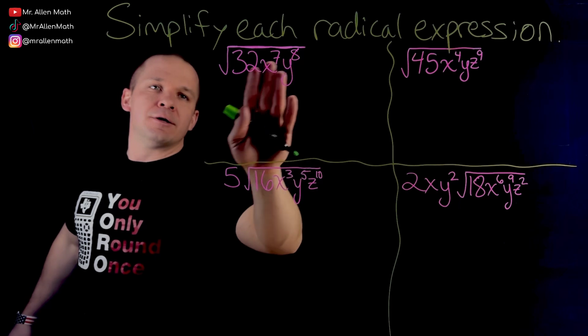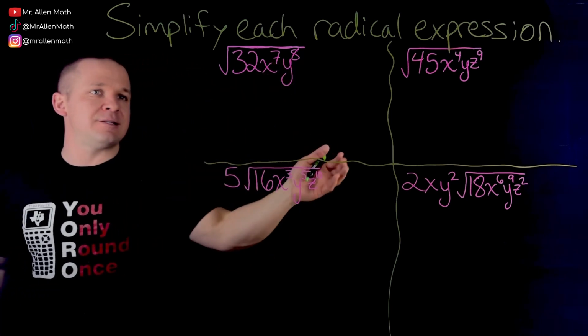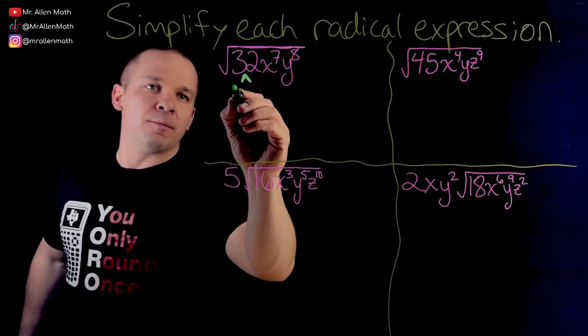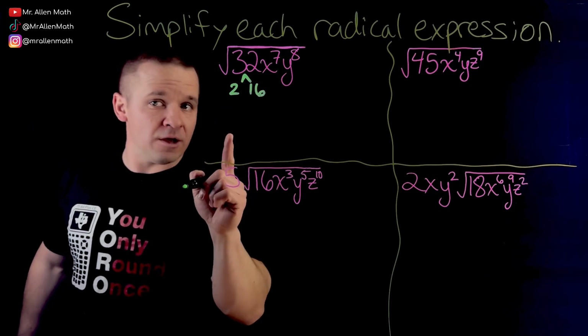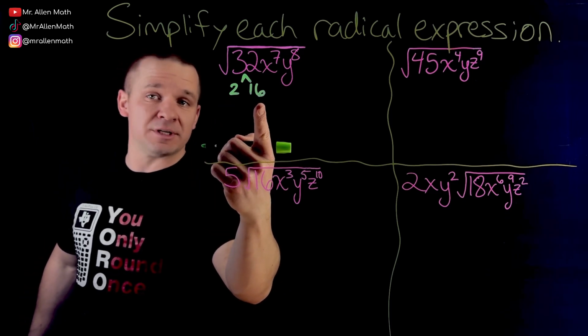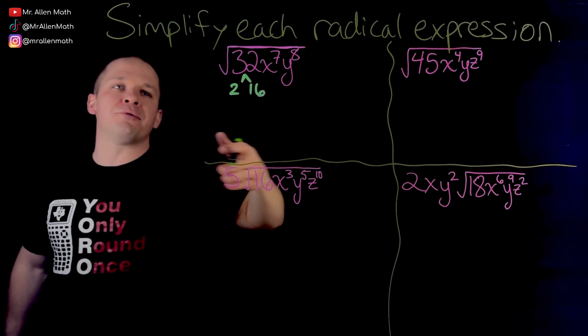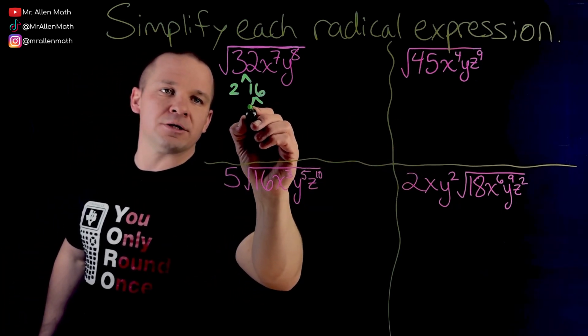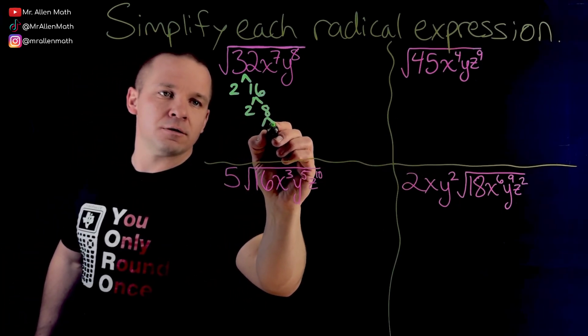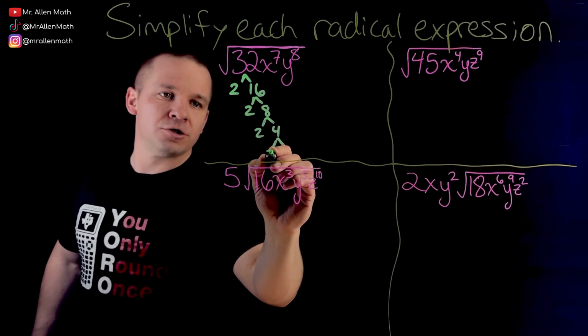All right. So 32. Well, I can break that down into prime factors. I'm going to go with 2 and 16. If you notice, you can stop here, take the square root of 16, it's 4, take it out. But if you don't always notice that, I'm going to run it through the entire thing right now. So I'm going to get 2 and 8, 2 and 4, 2 and 2.